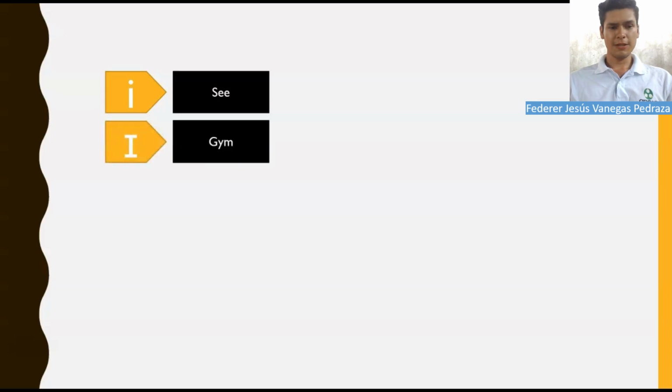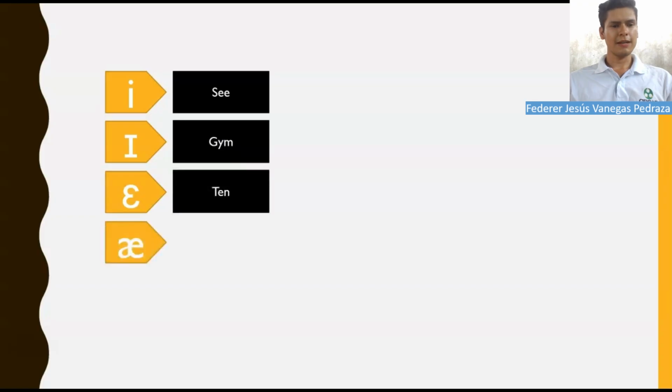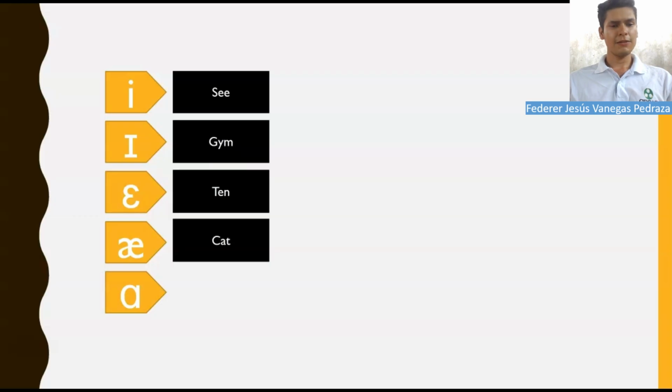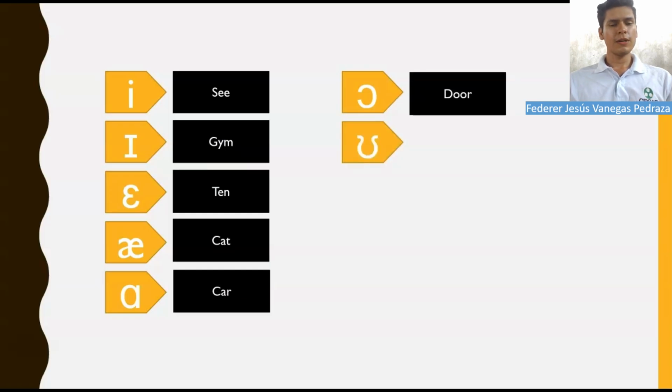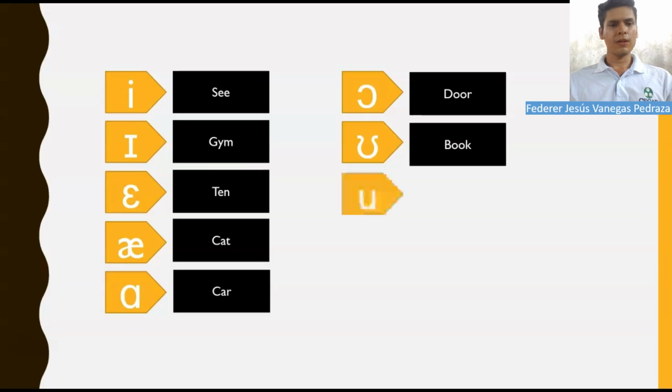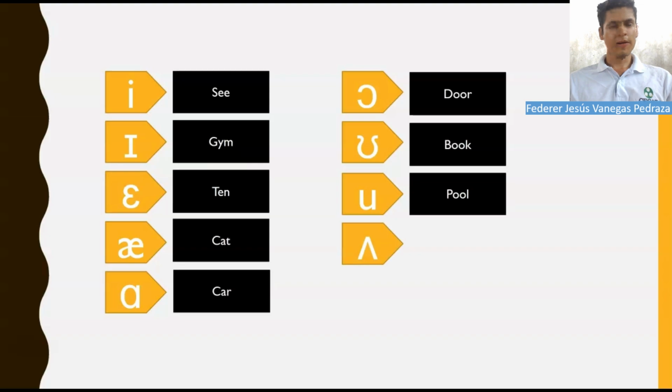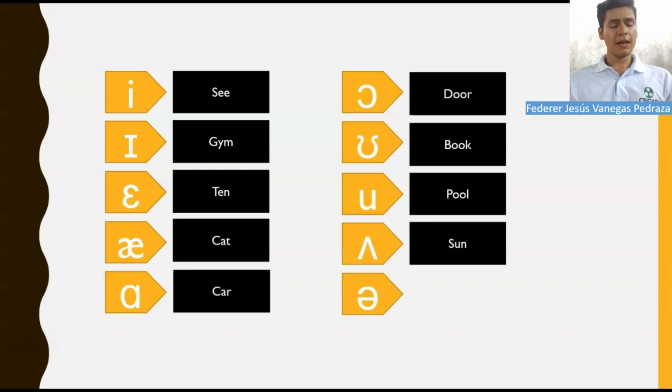E, you can find it in C, E. An example is gym. E, it is in ten. A, you can find it in cat. A, you can find it in car. O, an example is door. U, it is in book. U, an example is pool. A, an example is sun. And er, an example is again.